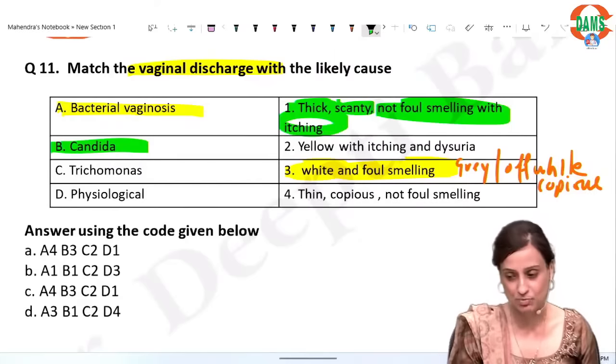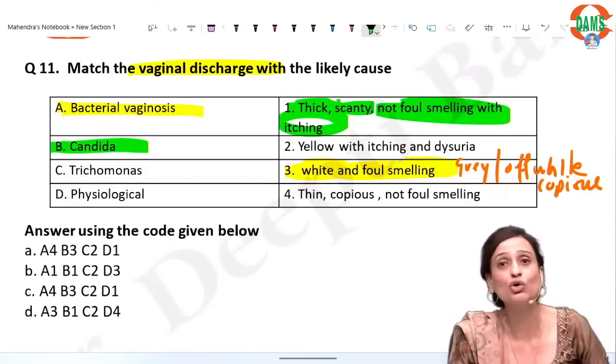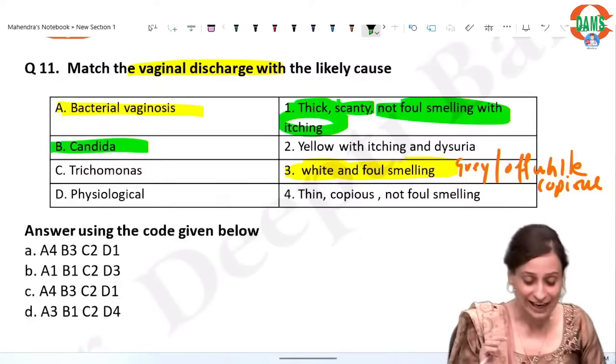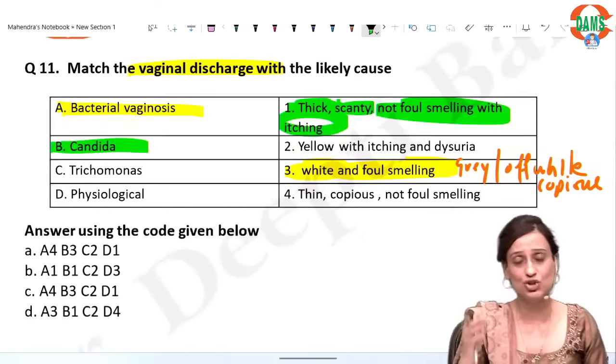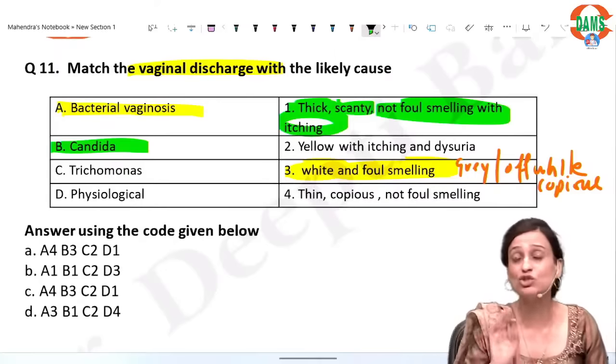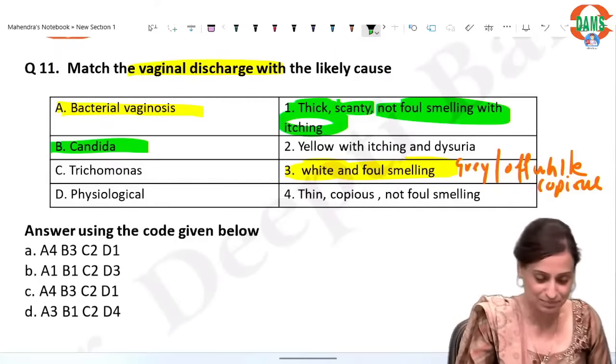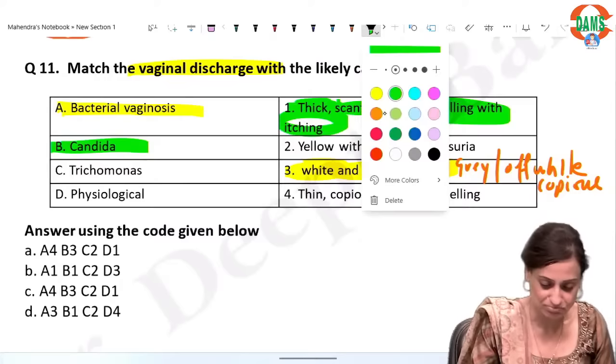There is no dyspareunia. There is no dysuria, right? With candida, itching or pruritus is the main complaint. Discharge is less important, but it is not foul smelling, right? Perfect. Are you ready for the next one?